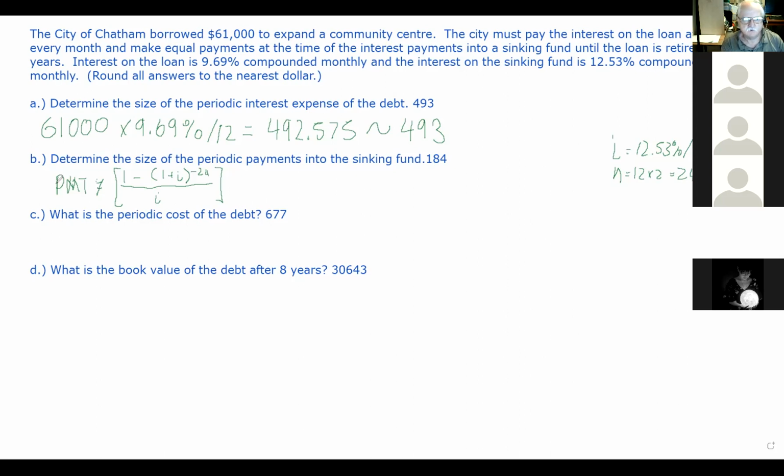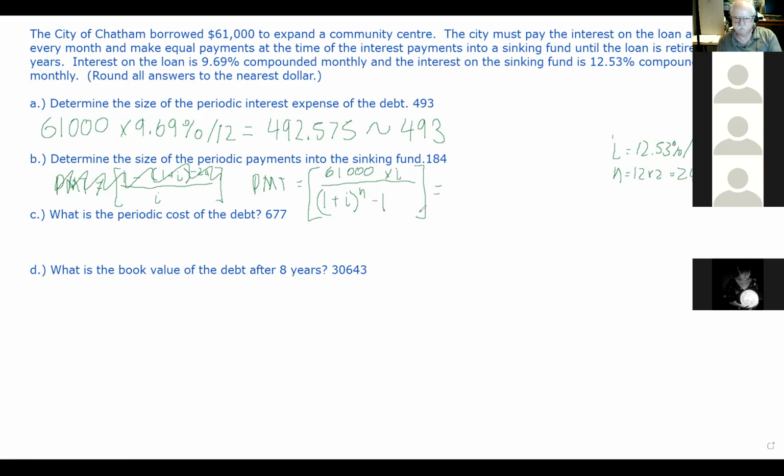So let's get rid of this. And the formula I should have been using here is payment equals the future value, which is 61,000 times I, all over 1 plus I to the power of n minus 1. Let's see if that gives us any better answer.